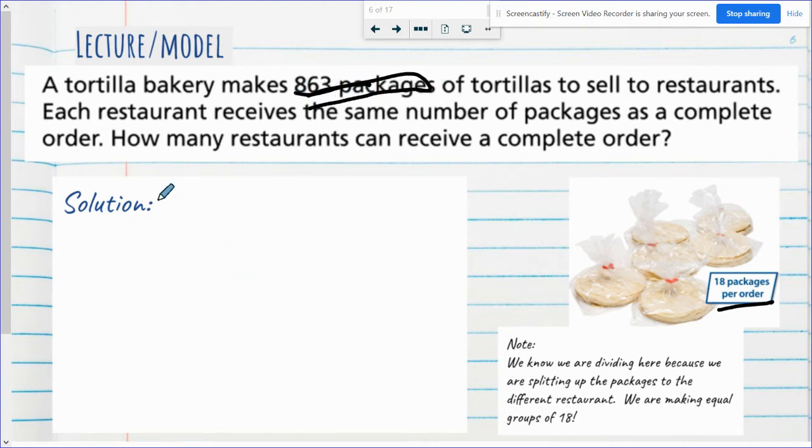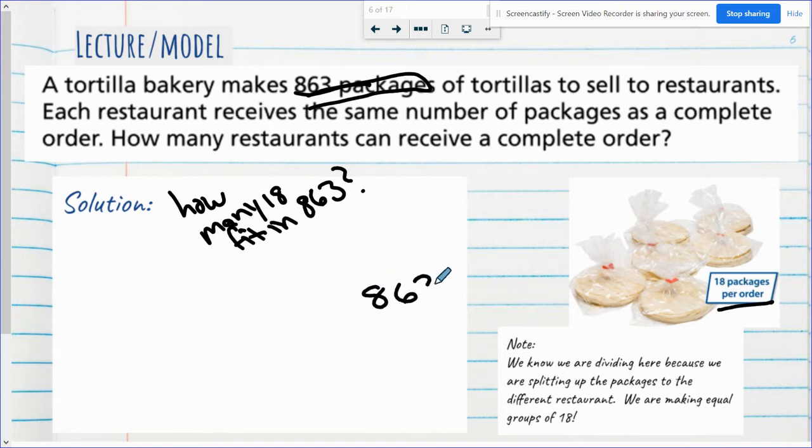So we need to say how many 18s fit in 863. So we need to figure out how many times 18 would make 863. So we're going to be dividing here. 863 split up into groups of 18. 18 does not fit into 8, so we're going to put an X over there. But it does fit into 86.